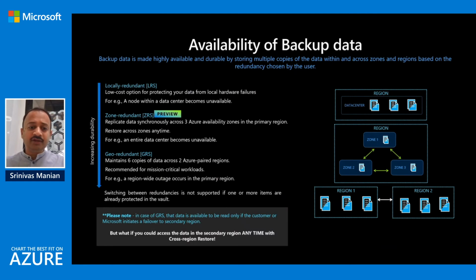In case of GRS, there is another additional option of read access GRS. That is only available if you are enabling it for a specific purpose, when you also want to read data from the secondary region.